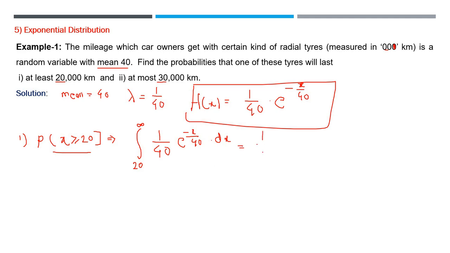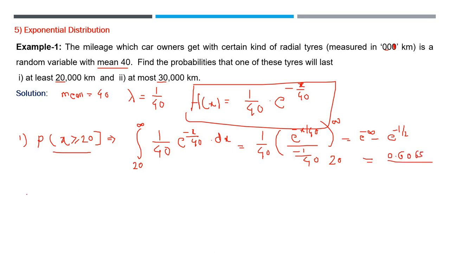Now how to calculate this value? The constant comes outside the bracket, and the integral of e raised to power minus x divided by 40 goes from 20 to infinity. If you calculate this value, it comes out to be e raised to power minus infinity minus e raised to power minus 1 by 2, which comes out to be 0.6065. Okay, so this is the answer for the first question.